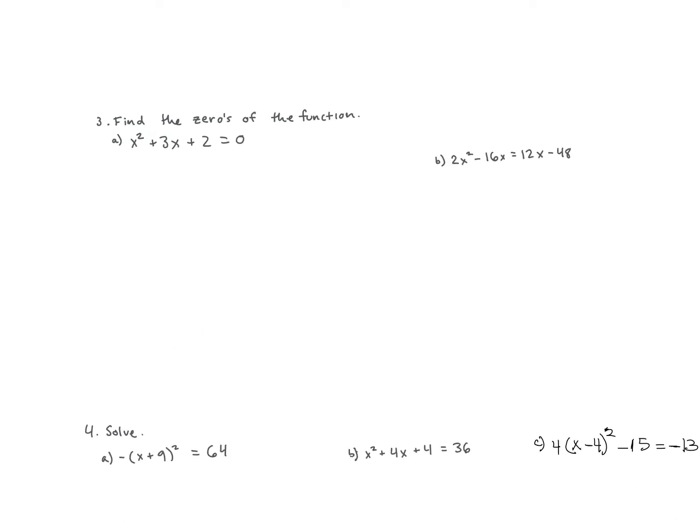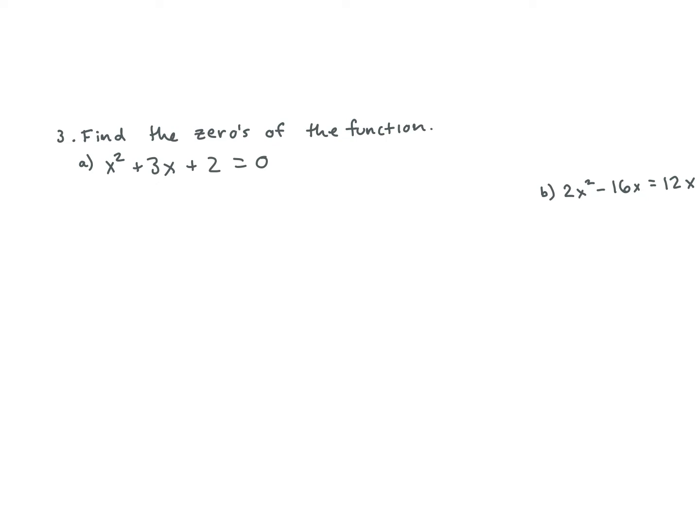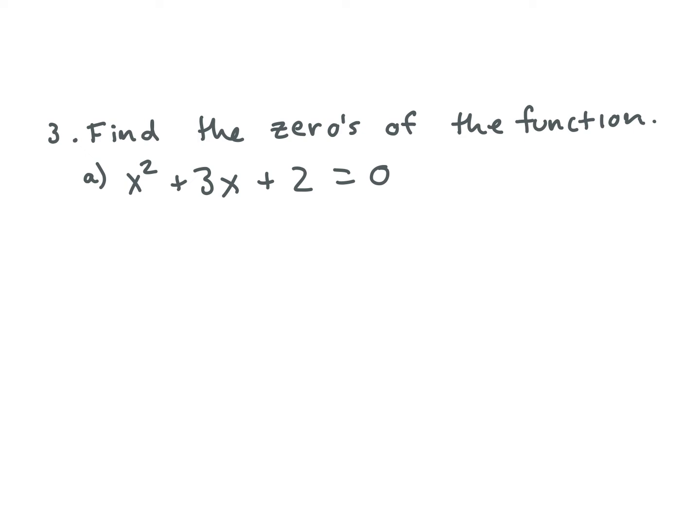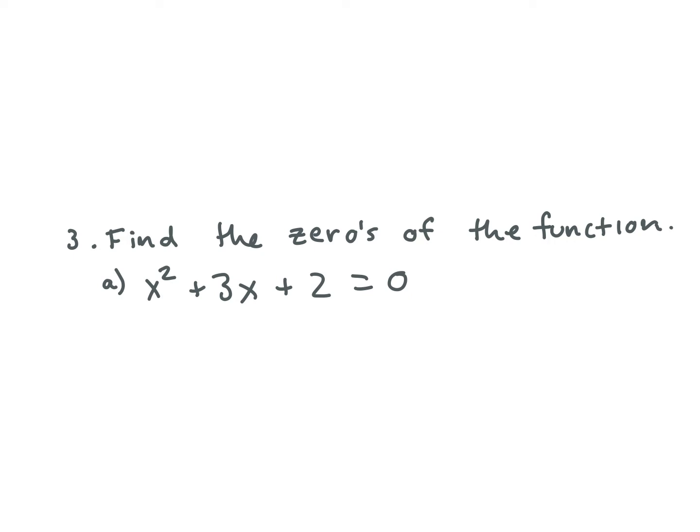So we're going to start with number 3. Looking at number 3, how do we find the zeros of the function? Find the zeros and solve mean the same thing. So we're solving for x. We talked about this yesterday.